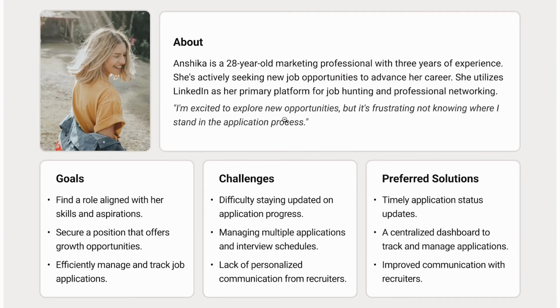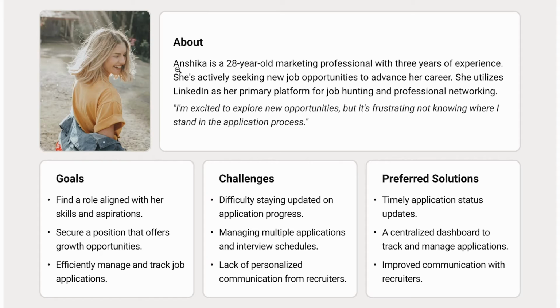Now, ideally this is not the right way to make a user persona, but it's fine. Let's look at it. I prefer to use user stories. A user story basically consists of 3 things: who the user is, what they want to do, and why they want to do it. I think that's a better approach, but it's fine. Let's look at this.